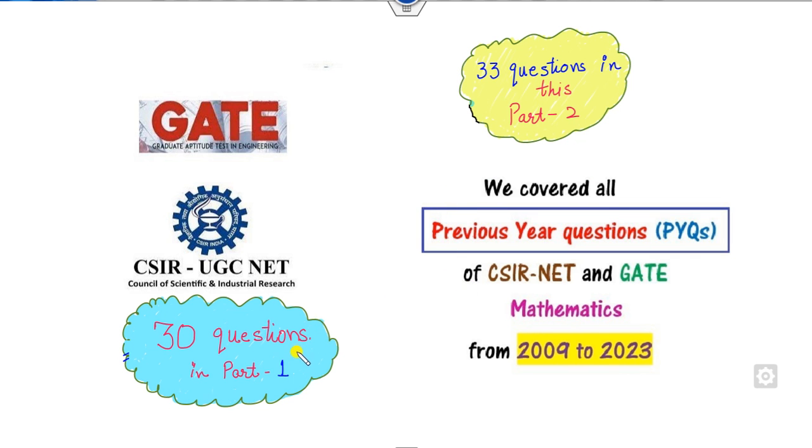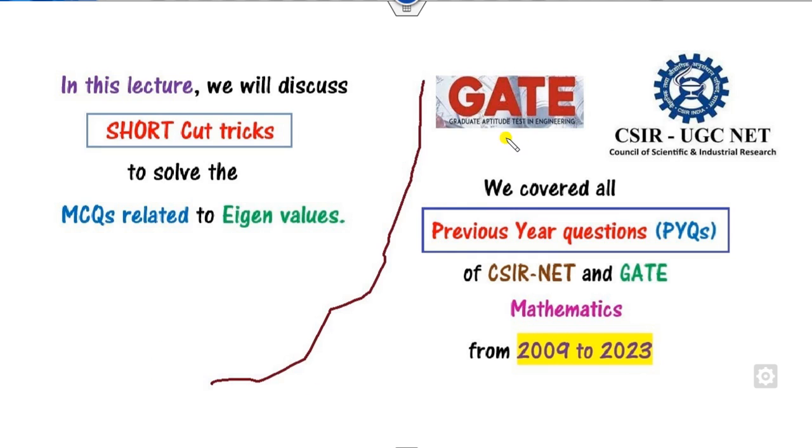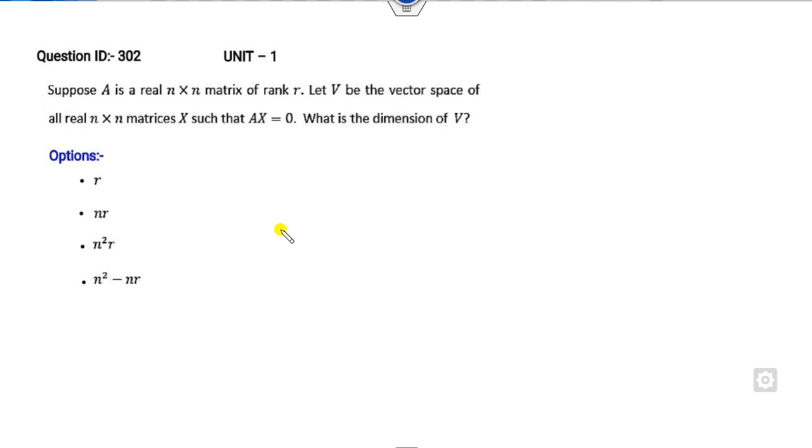What we have discussed in our previous part, that is part 1, we discussed 30 questions of the previous years from the year 9 to 23. Now in this lecture we will describe more than 33 questions in this part 2. We are trying to explain all the questions with the help of shortcut tricks related to the Eigen value. So let's start with this one.